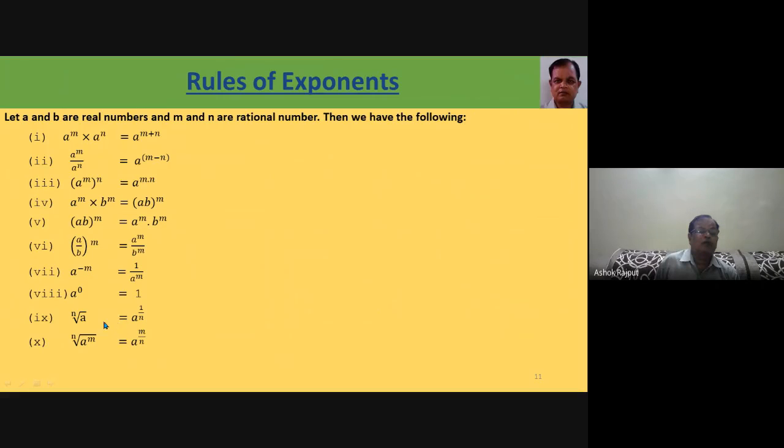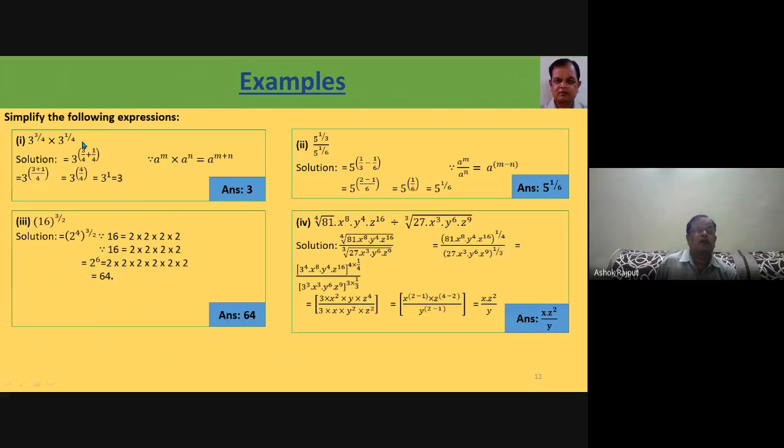These are formulas, these are very useful, so you should learn and practice. Then n under root a raised to the power m equals a raised to the power m by n. So these are very important formulas, so you will learn and practice and simplify such types of problems as are given here.